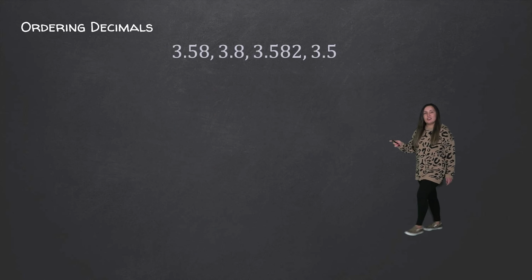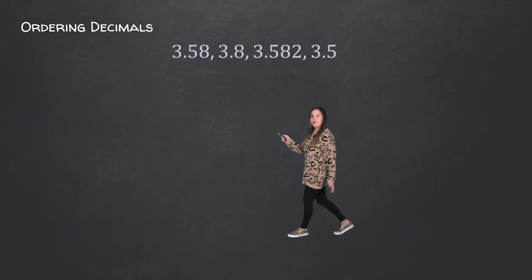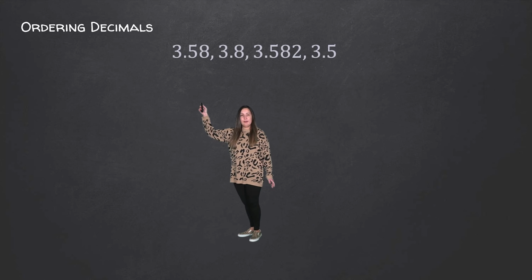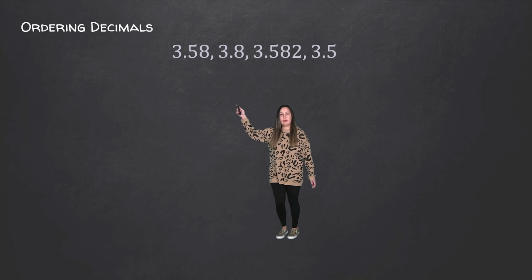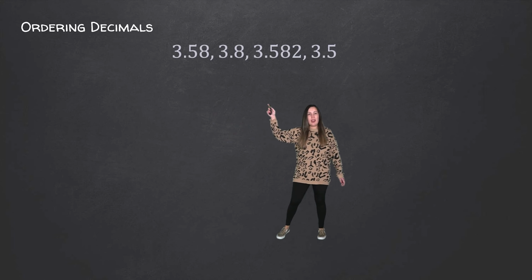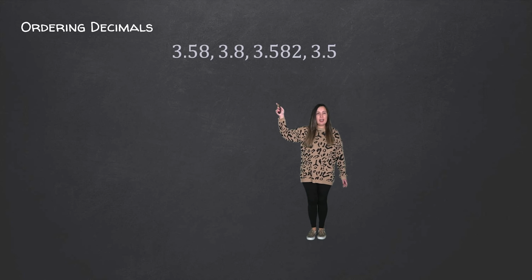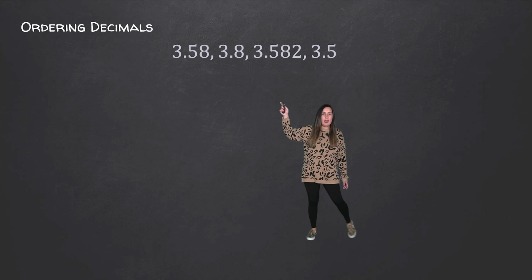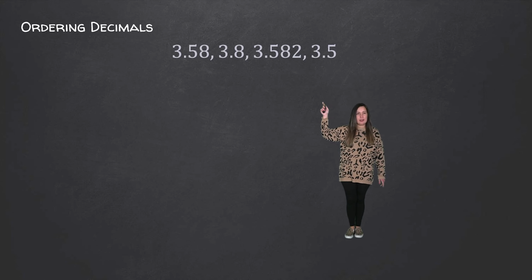All right, so here we have our final example. And we have 3 and 58 hundredths. We have 3 and 8/10. We have 3 and 582 thousandths. And we have 3 and 5/10.